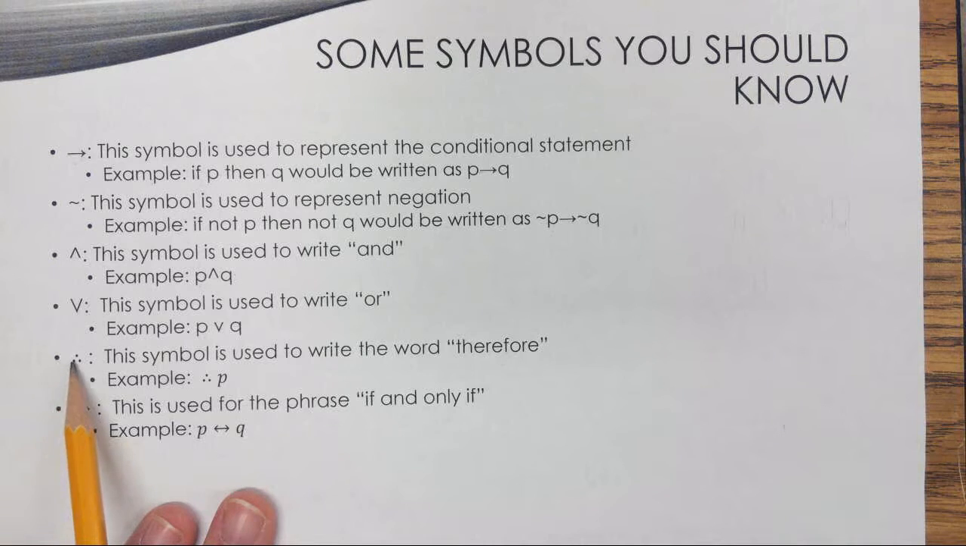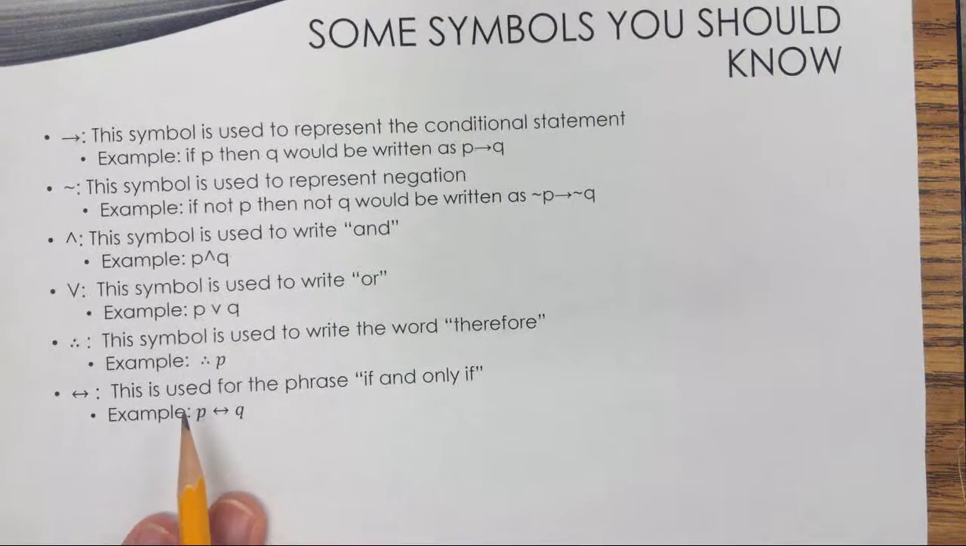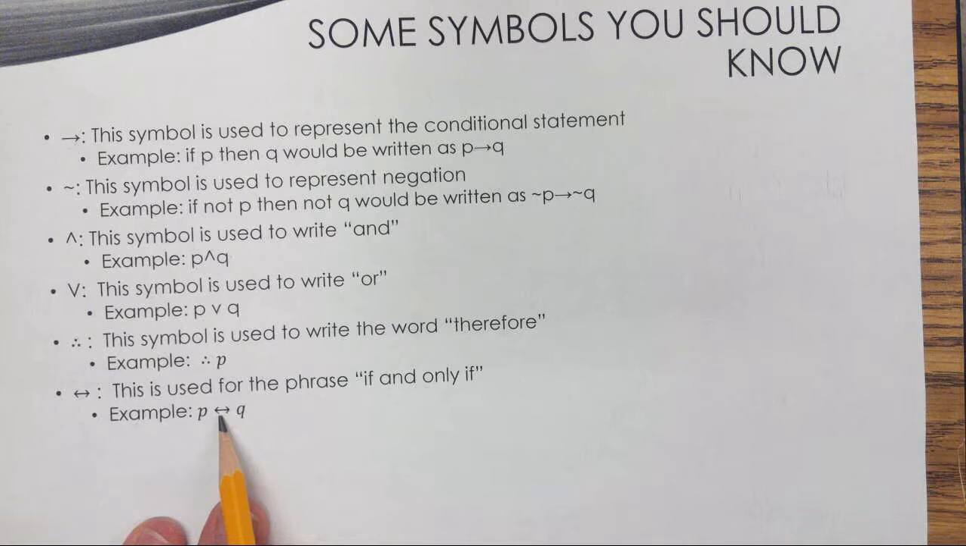Another little interesting symbol is the symbol with the 3 dots here, and that's a symbol that I would use to write the word therefore. So I would do, in other words, therefore P. Okay. Last one. This last one is the double-sided arrow. This is used for the phrase if and only if. So for example, I would say P if and only if Q.